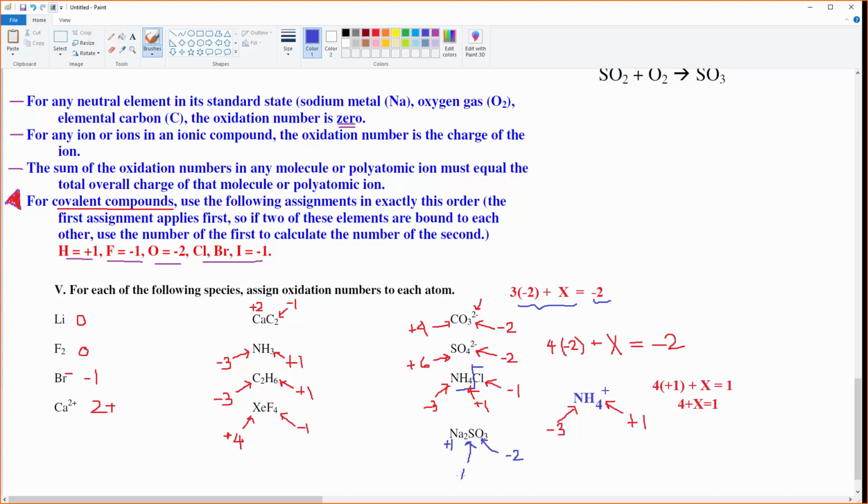Yeah, +4. So you can either do the entire thing together, that is counting the +2 from the sodium and -6 from the oxygen, that tells you what sulfur is.